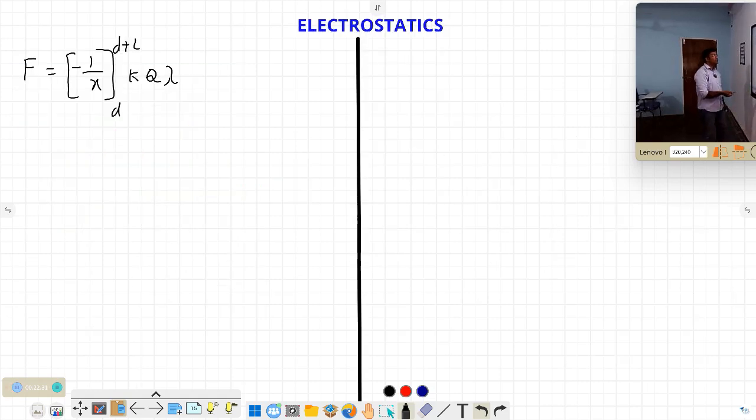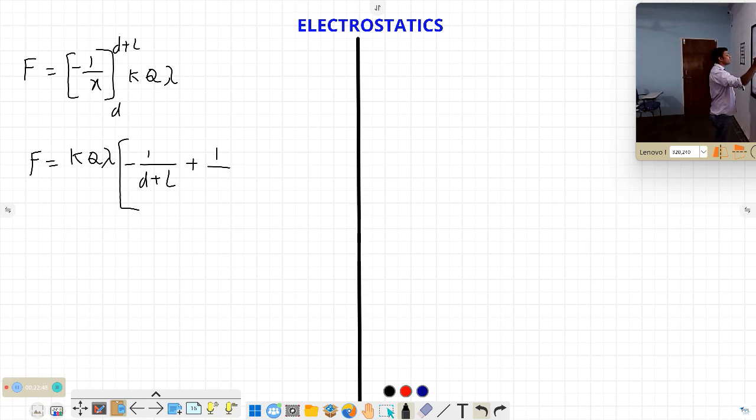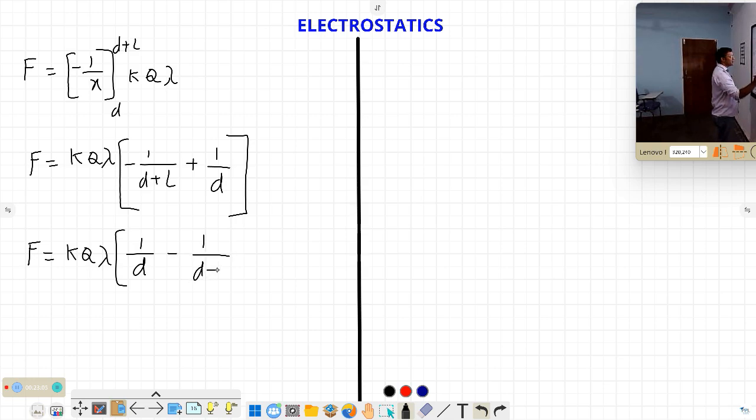Now if you continue this, applying the lower limit and upper limit, what are you going to get? F is equal to K Q lambda, the constant, and the remaining I can write with limits as minus 1 by d plus L, minus of minus becomes plus, and x value you can put as d. So if you solve this one, F is equal to K Q lambda into 1 by d minus 1 by d plus L.